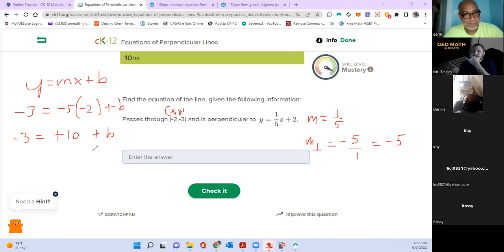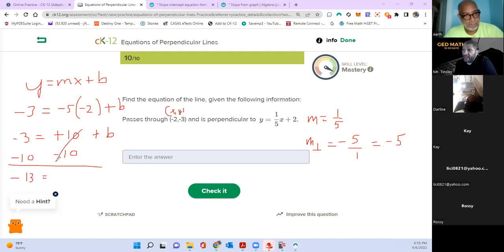In order to get b by itself, what do we need to get rid of? The 10. And how do we get rid of +10? Subtract 10, and whatever we do on one side, we do on the other. What is -3 minus 10? -7? Nope, -13. Don't let negative numbers be the reason you fail this GED math exam. If you don't know, plug it into your calculator. -3 minus 10 is -13.